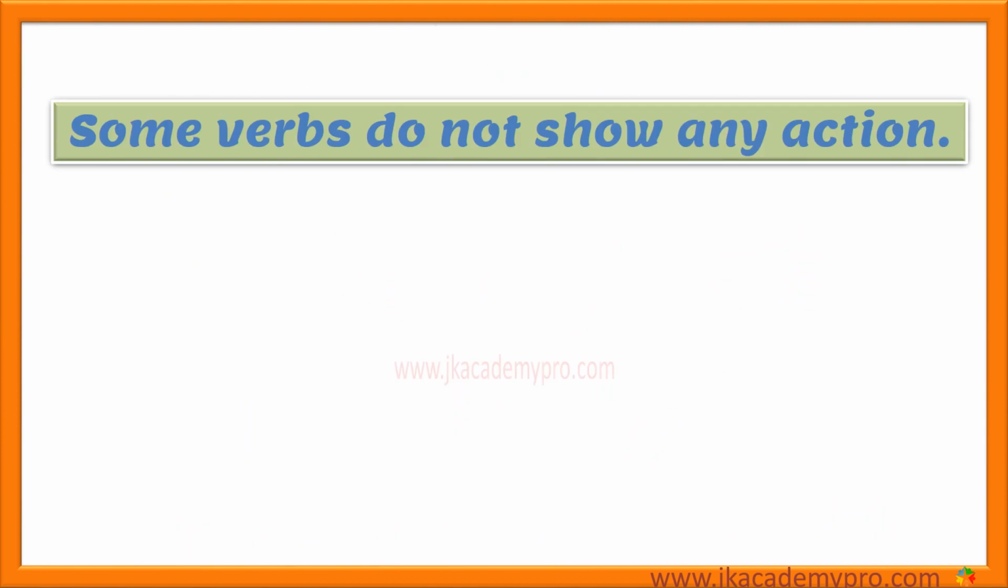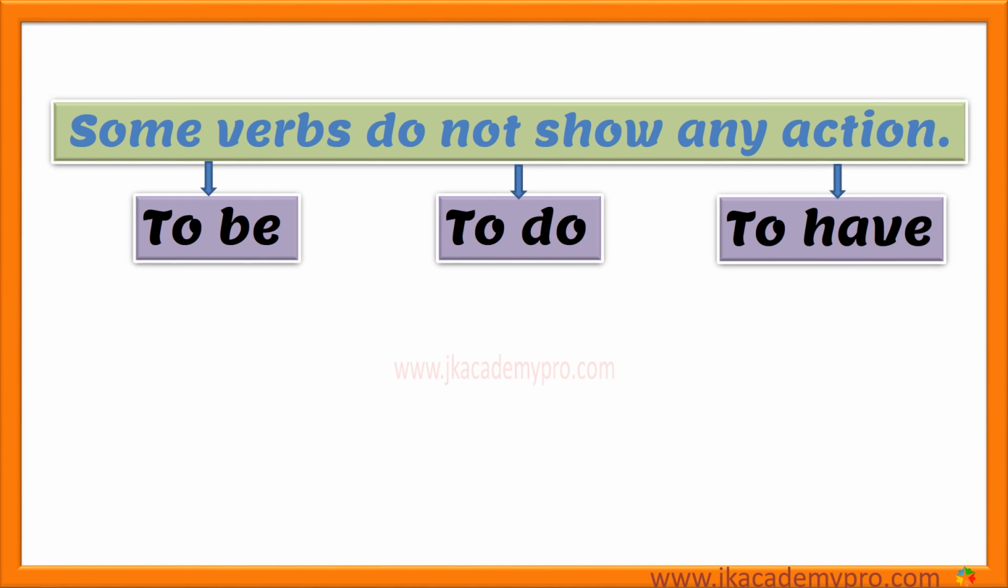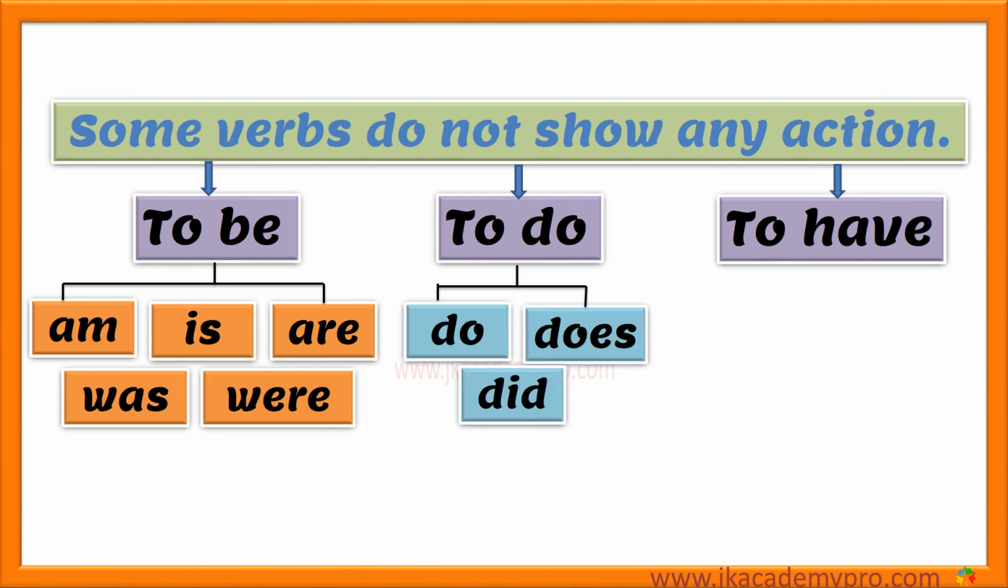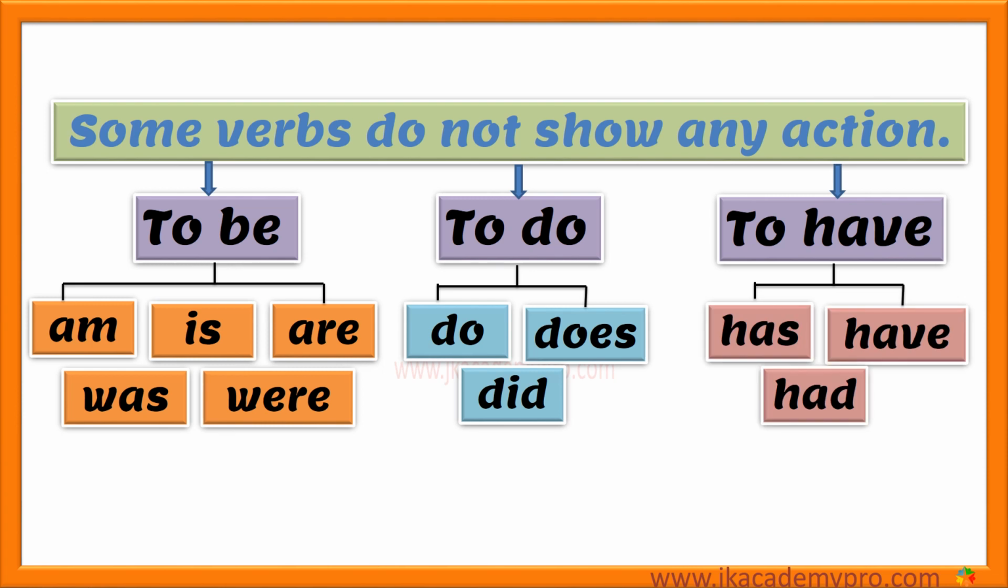Some verbs do not show any actions, and they are to be, to do, to have. In to be, we have am, is, are, was, were. In to do verbs, we have do, does, and did. And in to have verbs, we have has, have, and had. In this video, we are going to learn more about to have verbs.